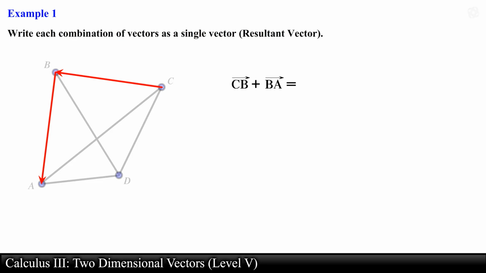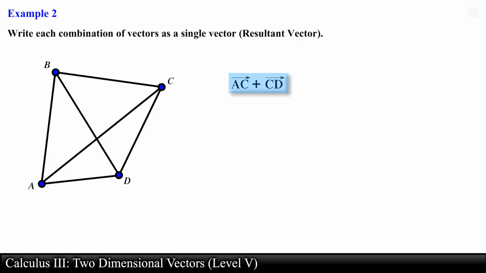In this case, the vector will extend from the tail of vector CB towards the head of vector BA. Looking at the diagram, we see that this vector can be denoted as vector CA, and this is the resultant vector. Alright, let's try the next example.